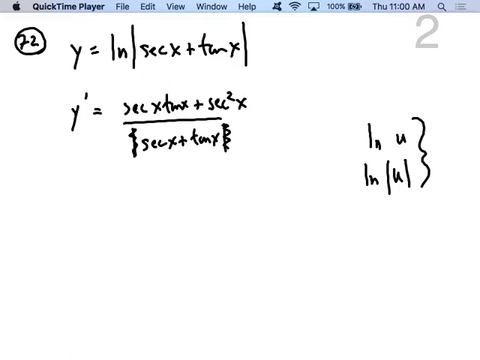Can that be simplified? Well, I can take a secant out on top, and that's not a bad habit to get into, at least factoring out a common term.